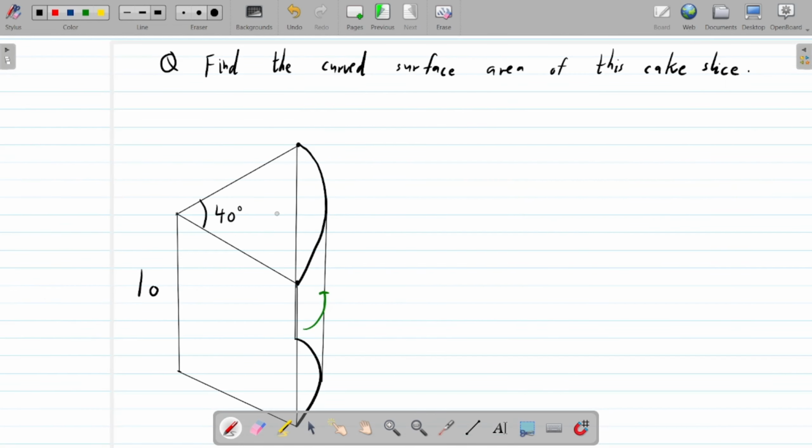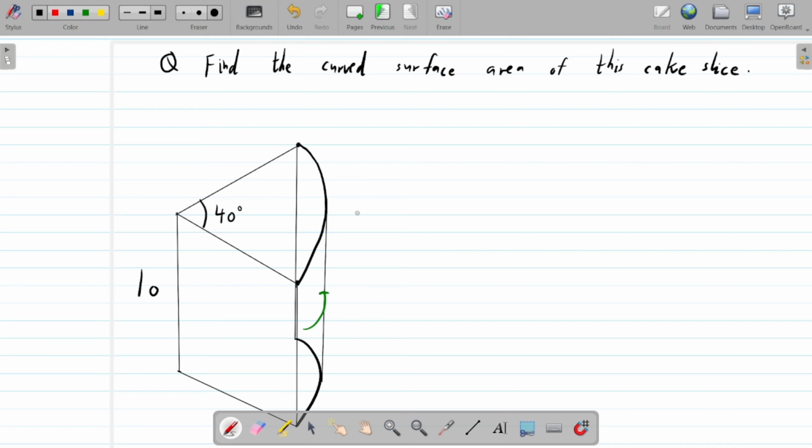Now let's do a question to understand this a bit better. They have given us something like a cake slice, and they say find the curved surface area of this. Imagine you are taking out a slice of cake. What's going to be the curved area? It's going to be the side that is facing you, coming towards you. This is going to be the pointy side of the cake.